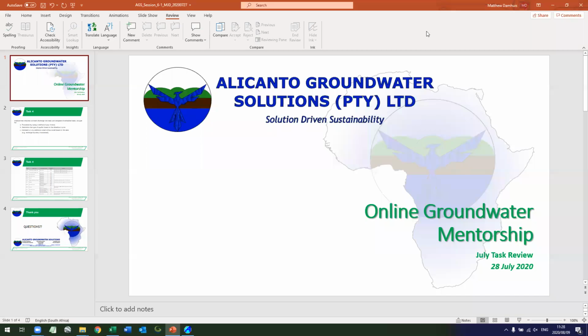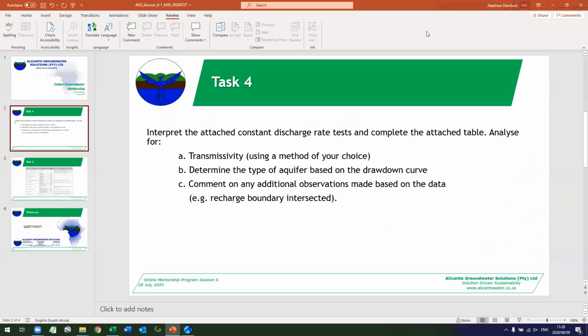The final task that we had for the July task was task 4, where I gave you guys a spreadsheet with constant discharge rate test data and results. And I asked you to complete the table where you had to analyze for transmissivity using a method of your choice, either in FC or Aquifer Solve, whichever program you had a preference for. And then determine the type of aquifer based on the drawdown curve as per Chrisemon and Derrida. And then comment on any additional observations made based on the data sets. For example, whether recharge boundaries were intersected or a flow boundary was intersected.